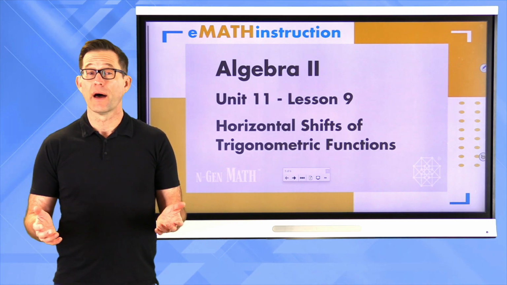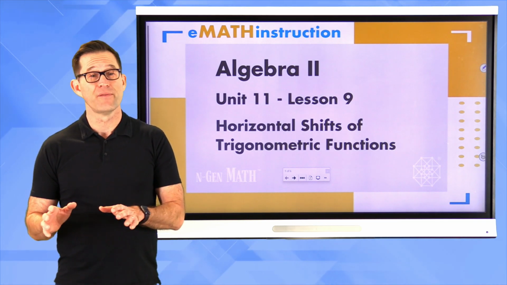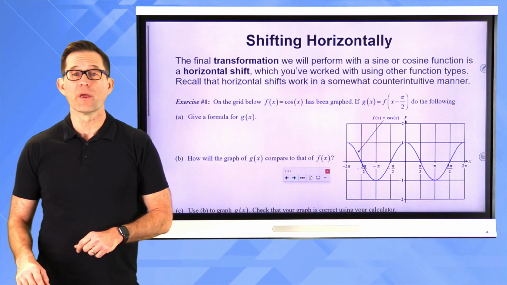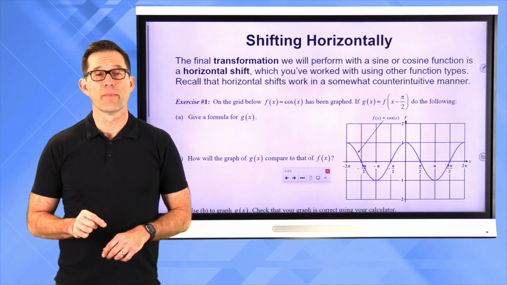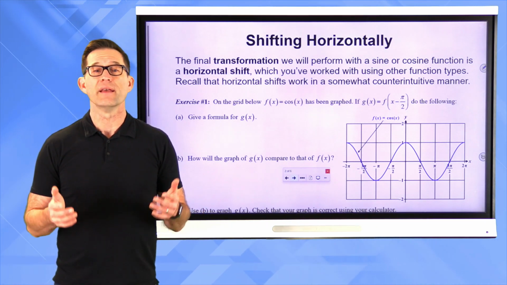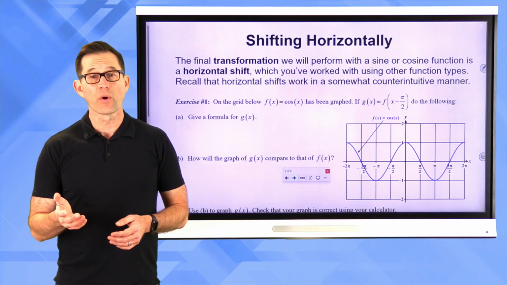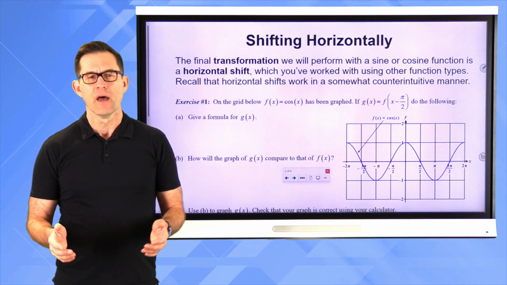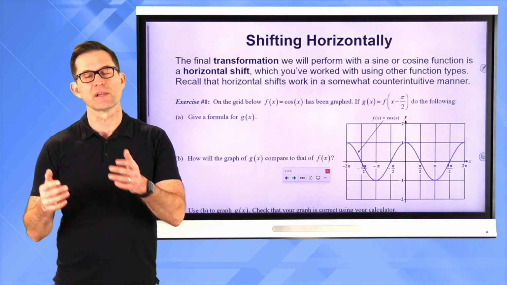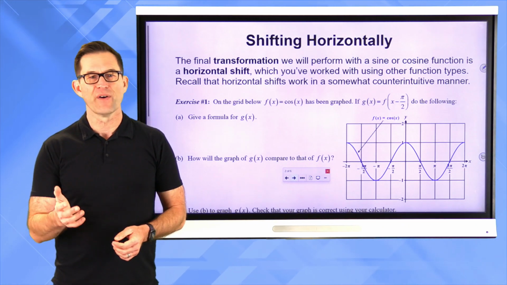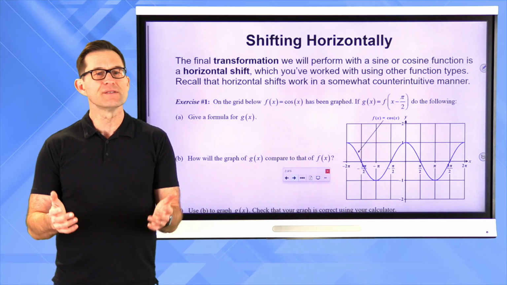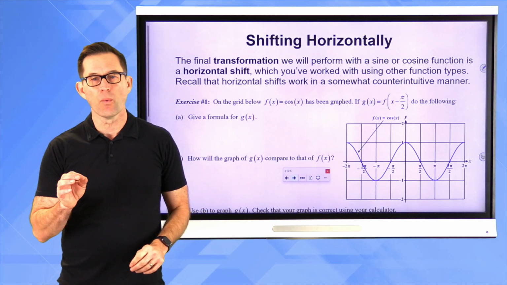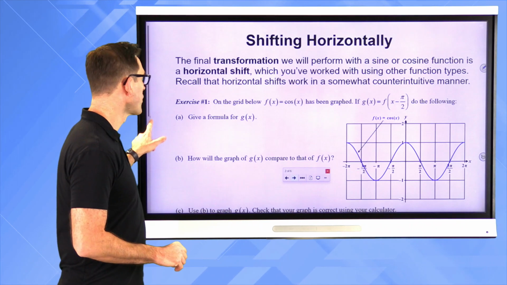Okay, so you've talked a lot, and we've talked a lot, about horizontal shifting of functions both in Algebra 1 and Algebra 2. So let's get right into it. Here we go, shifting horizontally. The final transformation we will perform with a sine or cosine function is a horizontal shift, which you've worked with using other function types, right? We've seen it a lot with parabolas in the past, but we've also looked at shifting exponential functions and logarithmic functions horizontally, absolute value functions, square root functions. So this is nothing that's particularly new, right? Now recall though that horizontal shifts work somewhat counterintuitively, or in a counterintuitive manner.